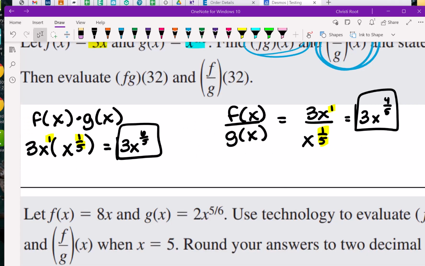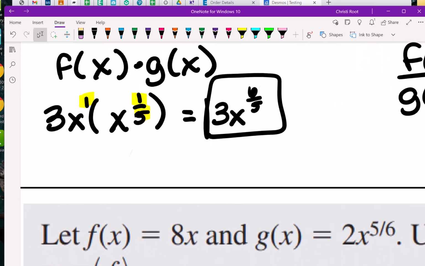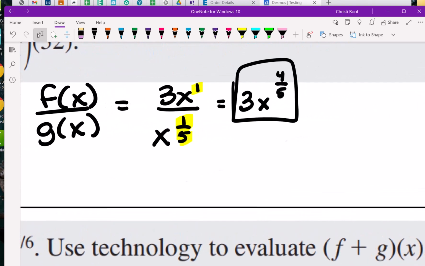All right, so here's the results of multiplying the two and dividing the two. When you multiply them and combine your x, you have to add the 1 and the 1/5. That's where the 6 over 5 comes from. And then on this one, you have to subtract your exponents because you're dividing the x's.